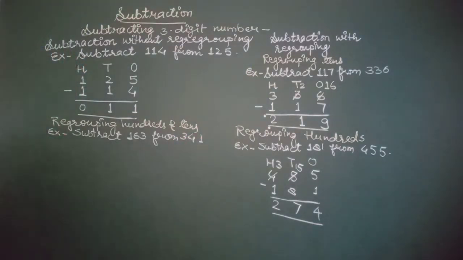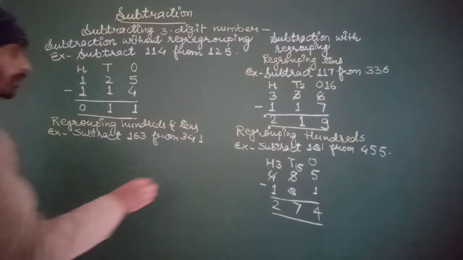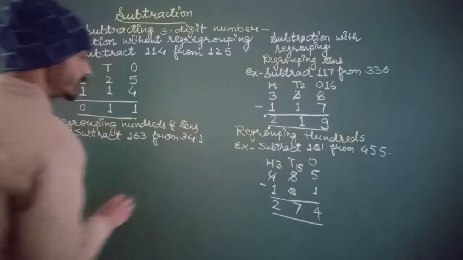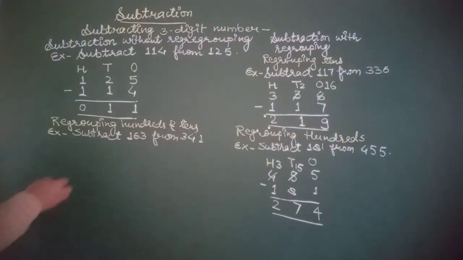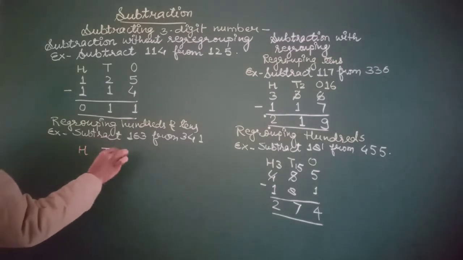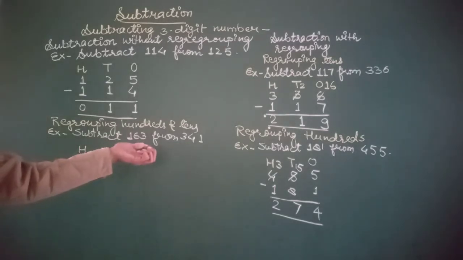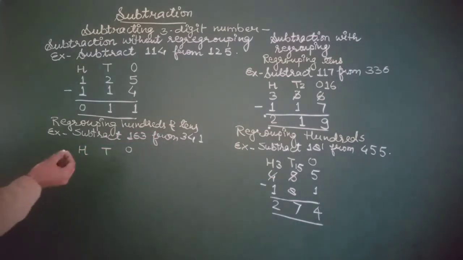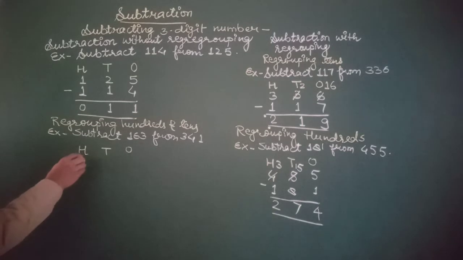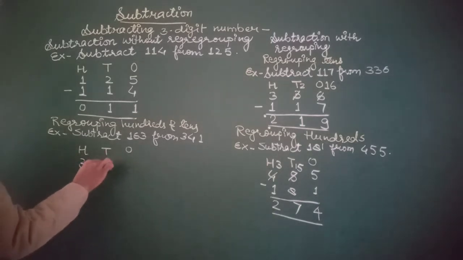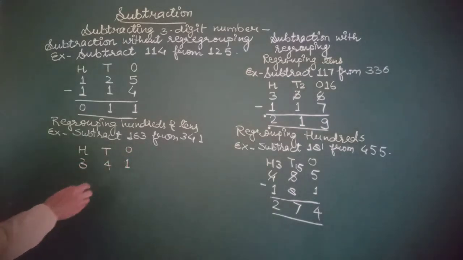Subtract 163 from 341. Firstly, write in columns: hundreds, tens and ones. We have to subtract 163 from 341. So firstly write 341 minus 163.